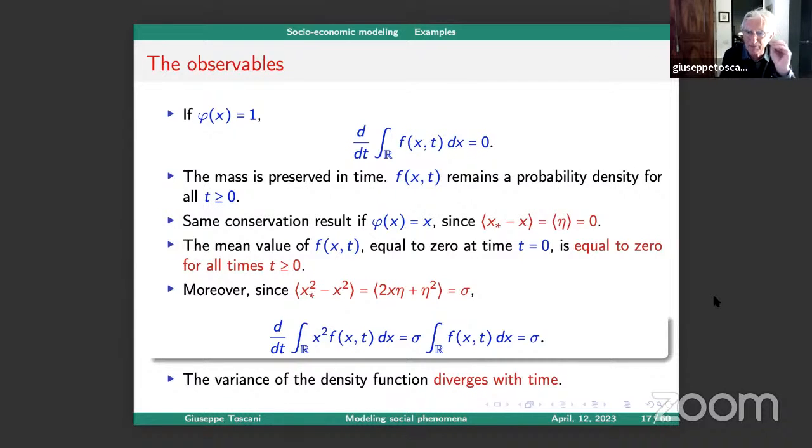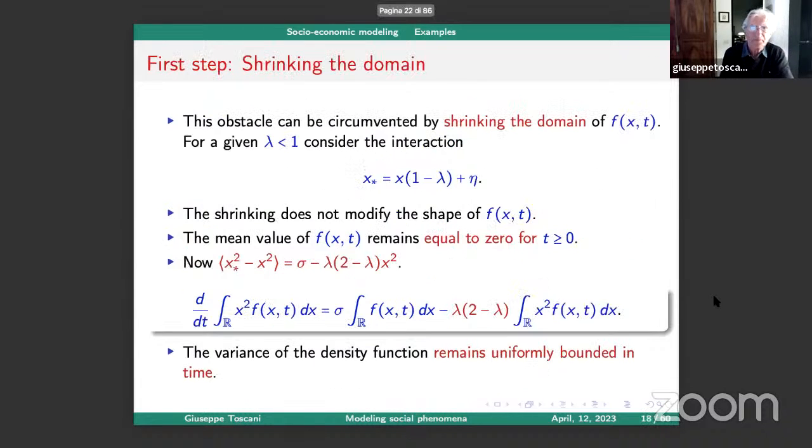How can I check what happens precisely in time? The idea is to shrink the domain. Instead of considering the collision or the interaction x star equal x plus eta, I consider an interaction in which I shorten the base of the triangle by a fixed quantity, lambda less than 1. So I consider as the new interaction x star equal x times (1 minus lambda) plus eta. Clearly, if I shrink the domain, I do not modify the shape of the density, and as before, the mean value remains equal to 0.